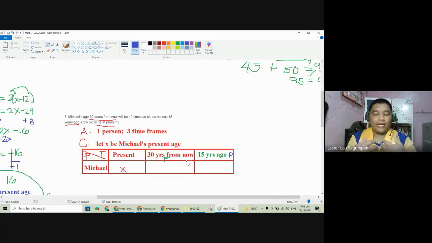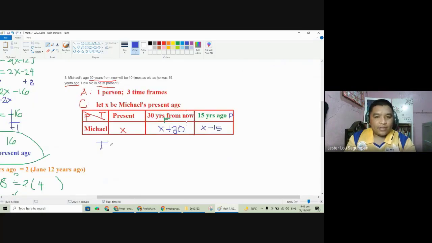And again, remember when I had my example earlier, when I move to the past and the future, I will only subtract to the past and add to the future. So if Michael's age is X right now, 30 years from now, he will be X plus 30. But 15 years ago, he was X minus 15. Consider my example. If I am 30 years old at present, in 30 years, I will be 60. So I have added 30. But 15 years ago, I was 15. I have subtracted 15. Now that the table is complete, let us have here the next step, T.